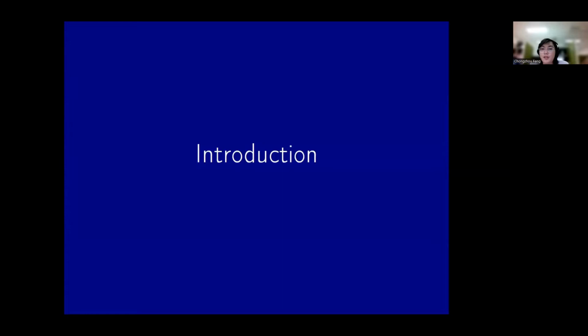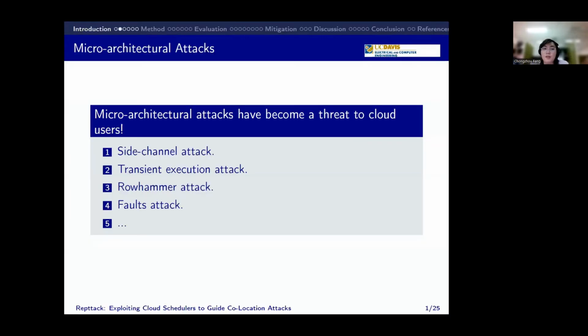However, there are security concerns regarding this scenario, since resource sharing in public infrastructure can cause security problems. Although there are isolation mechanisms deployed in the cloud to prevent one user from accessing secret information from other users, security vulnerabilities still exist in the cloud. The novel microarchitectural attacks can be a possible threat to cloud users, since they exploit hardware design flaws and are hence difficult to detect or patch. These attacks include side channel attacks, transient execution attacks, row hammer attacks, fault attacks, etc.